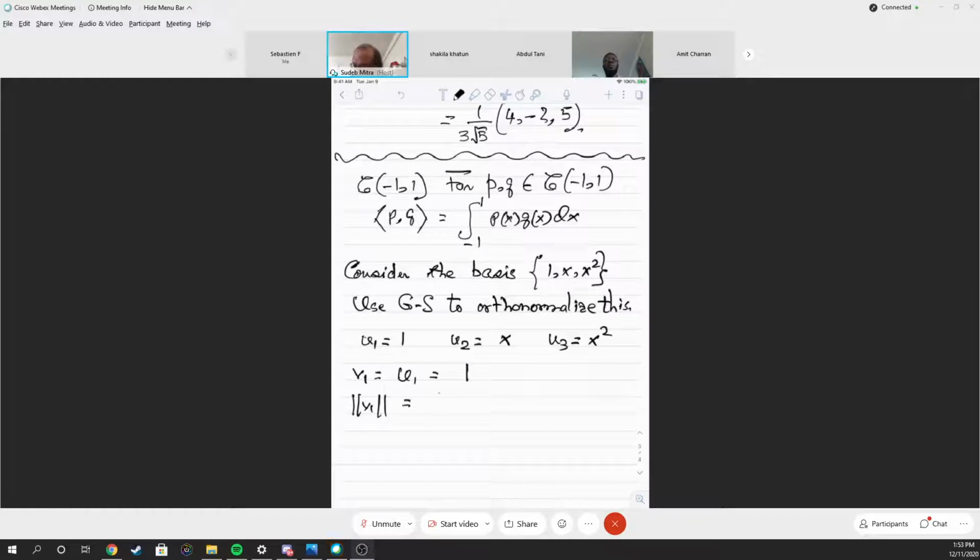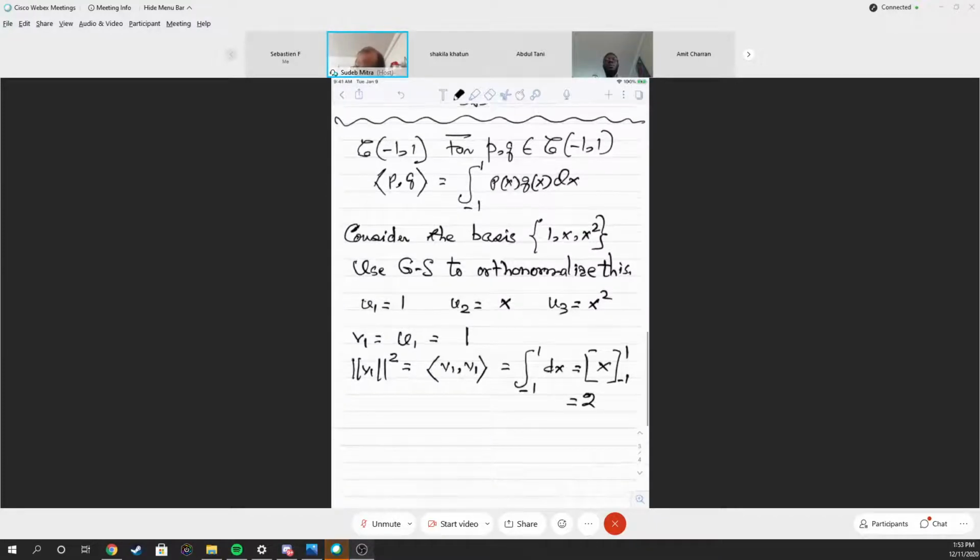It is the inner product of v1 and v1. Norm of v1 squared is the inner product of v1, v1. Inner product is defined like this: integral from minus 1 to 1 of dx. So that is x between minus 1 and 1, which is 2. So that means norm of v1 is square root of 2.